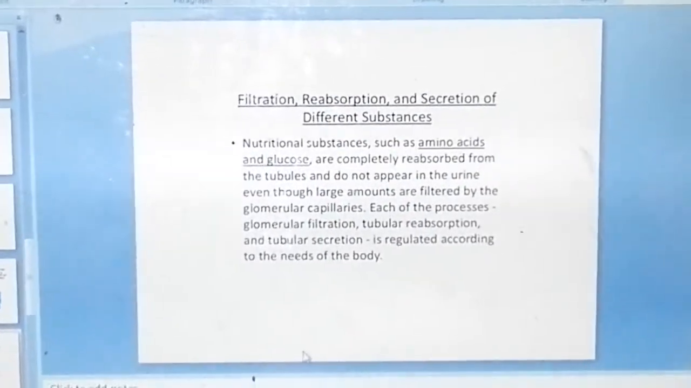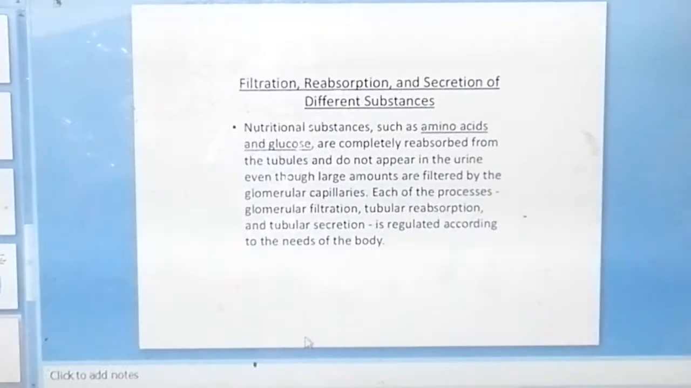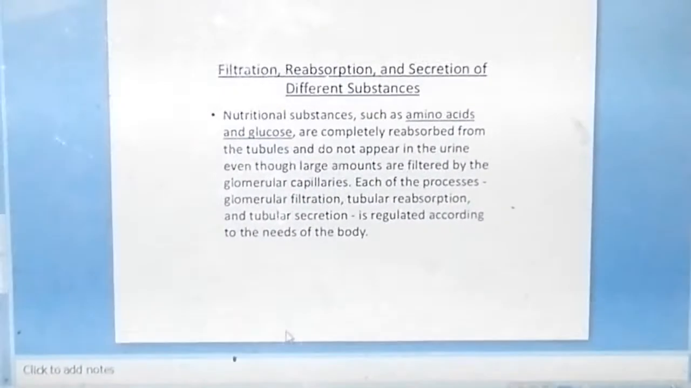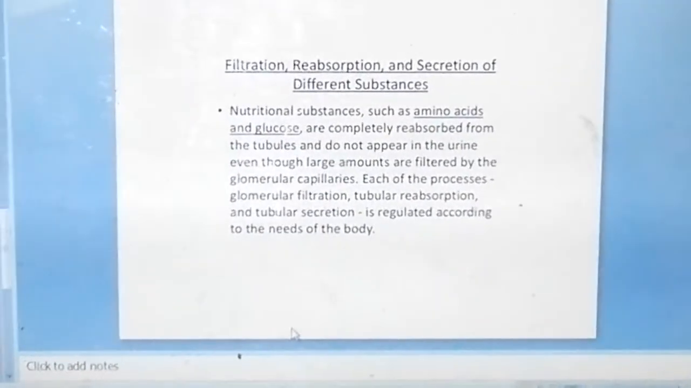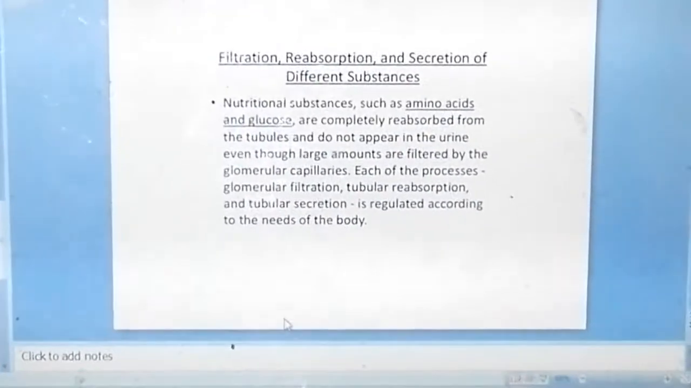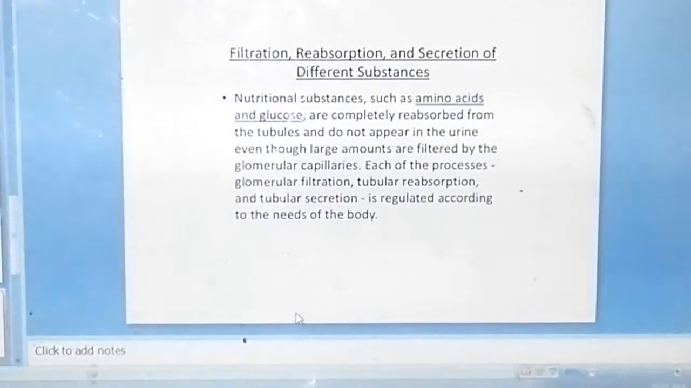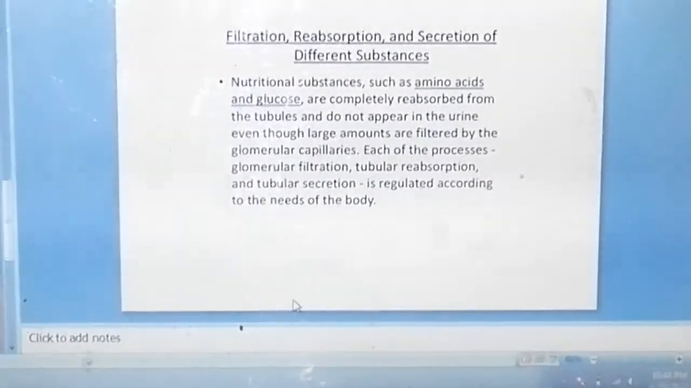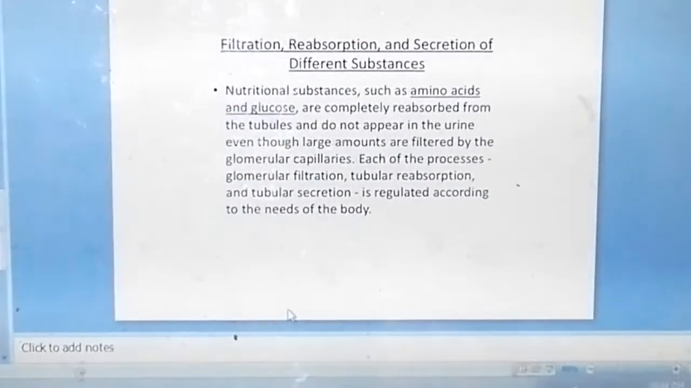Now filtration, reabsorption and the secretion of different substances, I am summarizing it. The nutritional substances such as amino acids and glucose are completely reabsorbed from the tubules and they do not appear in the urine, even though a large amount is filtered by the glomerular capillaries. Glomerular filtration, tubular reabsorption and tubular secretion are regulated according to the need of the body.